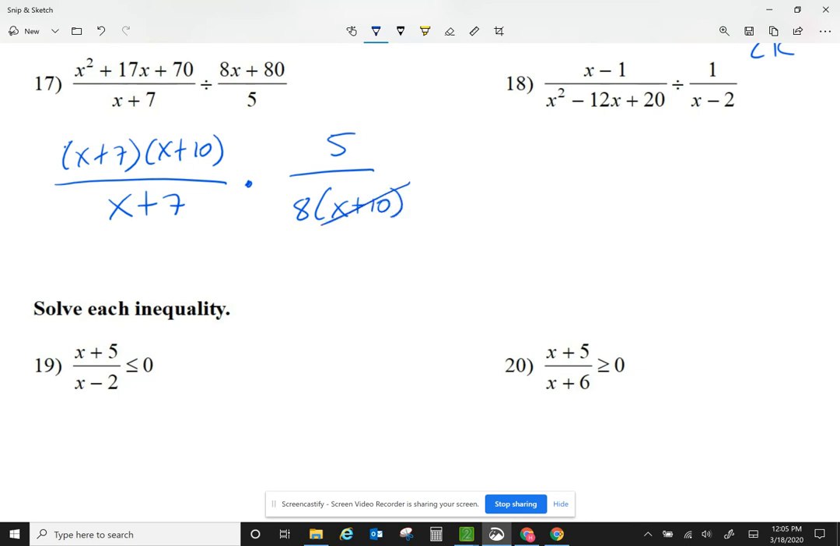Let me cancel this x plus 10 with this x plus 10. Let me cancel this x plus 7 with the x plus 7. So I get 5 over 8. I'm going to type that as 5 over 8.